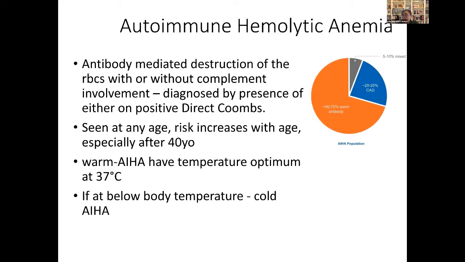So let's talk about the warm autoimmune hemolytic anemia. And I'm going to speed up a little bit because we're a little bit behind. So of autoimmune hemolytic anemia, about 60 to 70% is represented by warm autoimmune hemolytic anemia, and about a quarter is what's called cold agglutinin disease. And then there are some mixed cases. Was there a question? Okay.